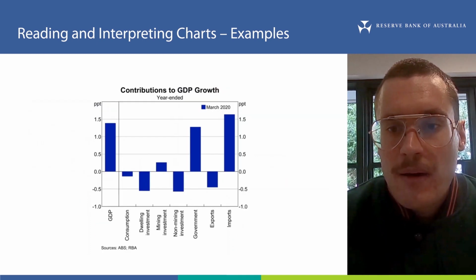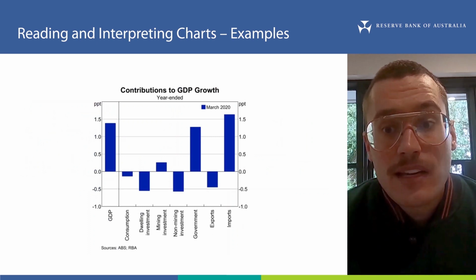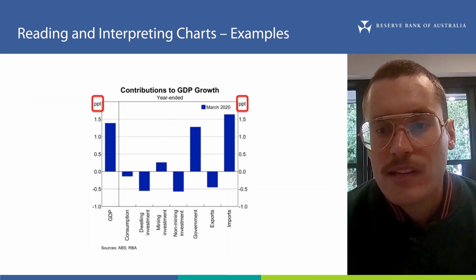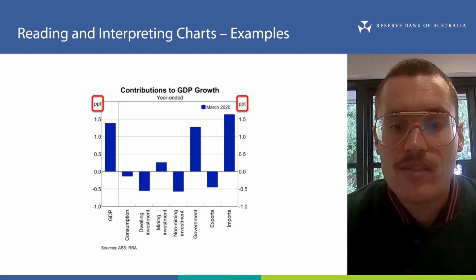So let's look at some other information on our contributions chart. The y-axis has the unit percentage points. Percentage points are usually used when we're showing data that involves adding or subtracting percentages.